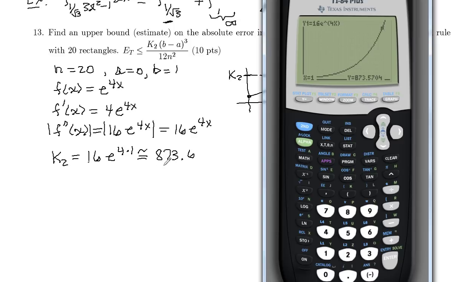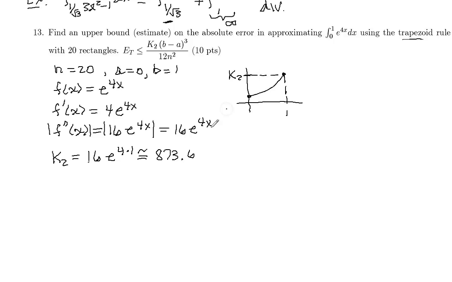Okay, so we know that this is bigger than all of the f double prime values. This is our f double prime function. Okay, so you can do that on the calculator, or you can do it by looking at the graph and then plugging in the highest endpoint. So now we can go ahead and plug into this formula. So let's go ahead and bring that guy down here.